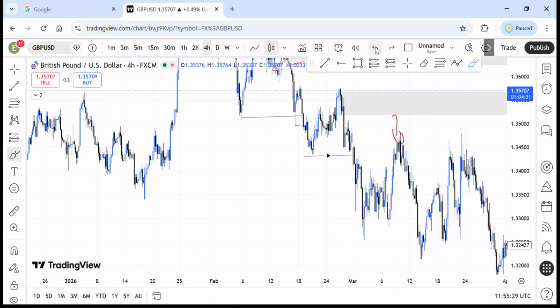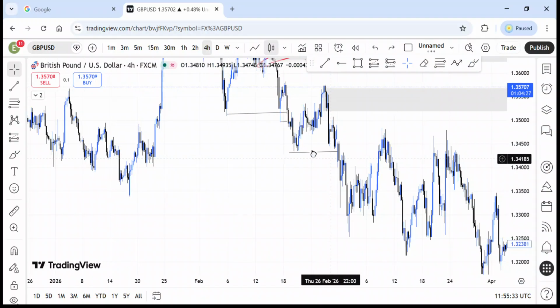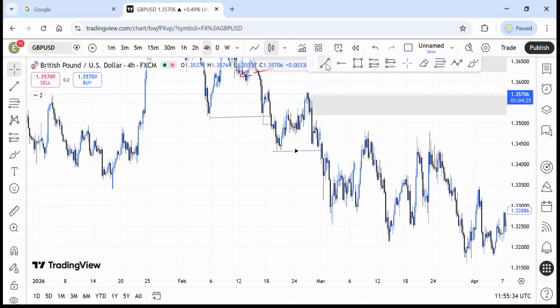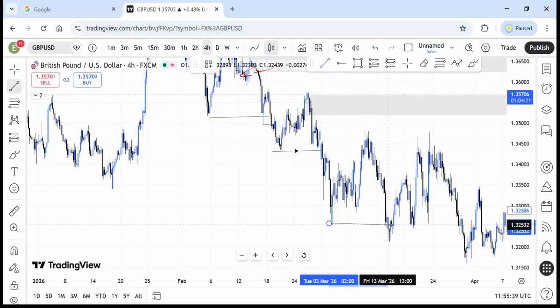So let's check another breakout structure to the downside. I think we have another one here on 4 hours. On the 4 hours time frame, we have another one here.